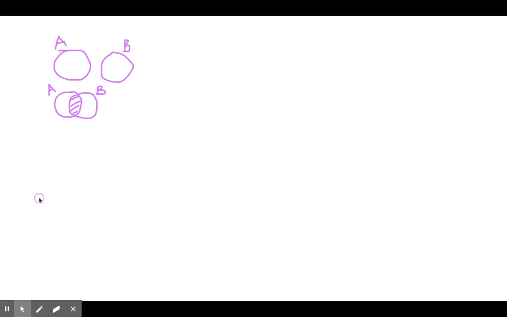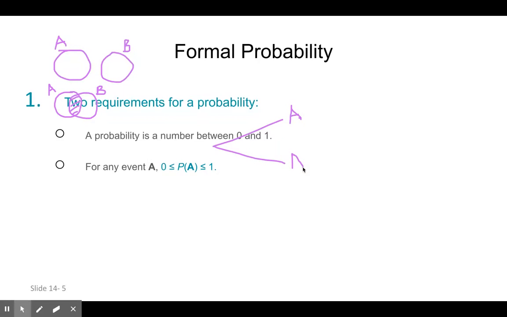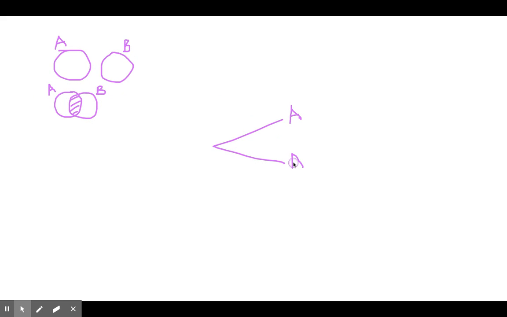On a tree diagram, let me just draw it out. There's a chance that A is going to happen or A is not going to happen. I'm just going to put this little C. They call that the complement. So if this is the probability of A happening, then this is the probability of the A complement happening, meaning it's not going to happen.